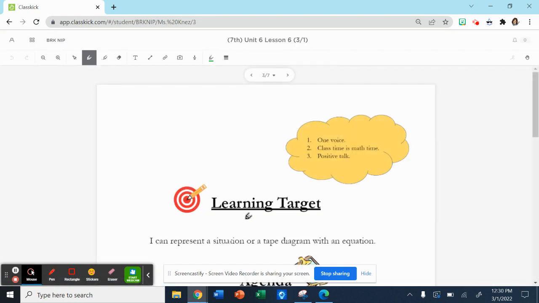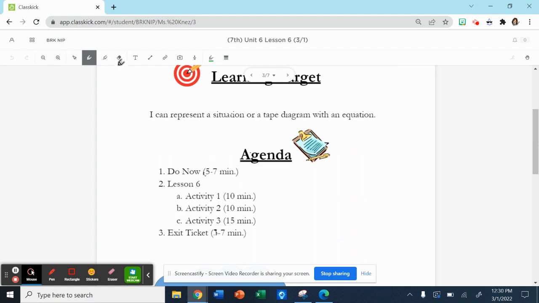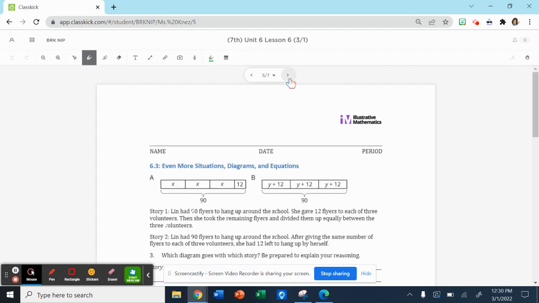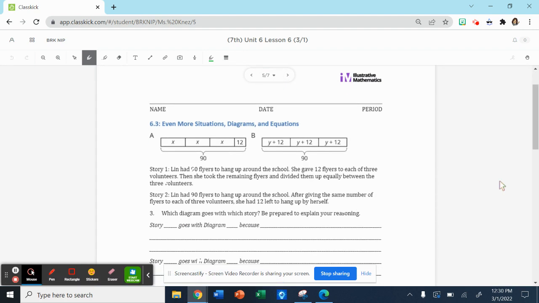On today's agenda, we were focused on lesson 6. If you are absent from class, I'm going to have you skip activity 1 and activity 2 and just focus on activity 3. You don't even need to worry about the exit ticket. So we'll meet on slide 5, and that'll be the slide that you're going to focus on if you were absent from class today.